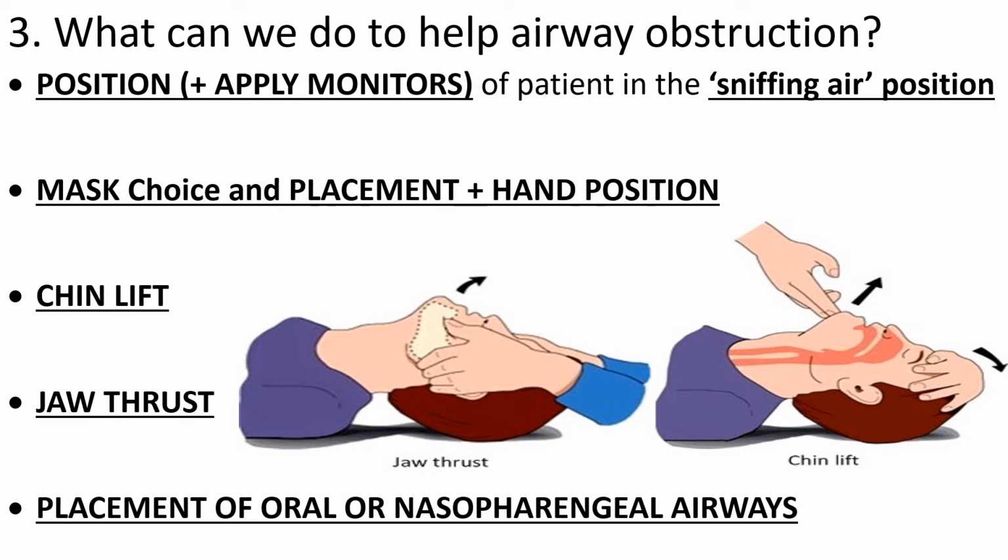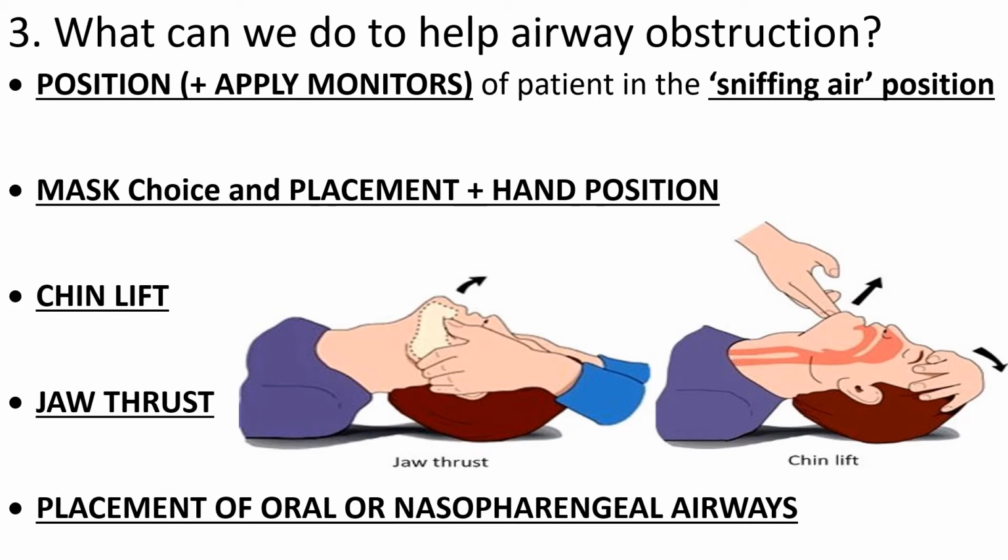We want to make sure that we have the right size of anaesthetic face mask and that the placement is correct. It's covering the nose, covering the mouth, and that we're getting a good seal on the mask if the patient is spontaneously breathing. And we want to make sure our hand positions are good in that it gives a good tight seal around the face without causing patient discomfort if the patient's awake.